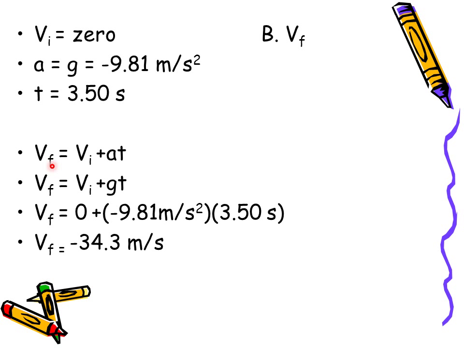The appropriate one is final velocity equals initial velocity plus acceleration times time, where the acceleration is due to gravity. The initial velocity is 0. Multiply the acceleration of gravity times the time. One of the seconds cancel out. Multiply, you get the value of negative 34.3 meters per second. Negative because the can fell down.